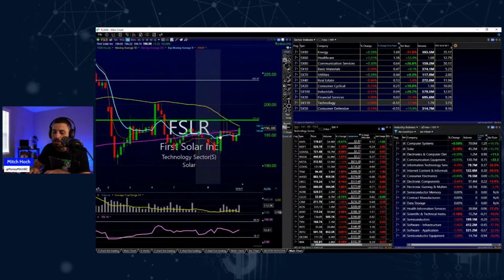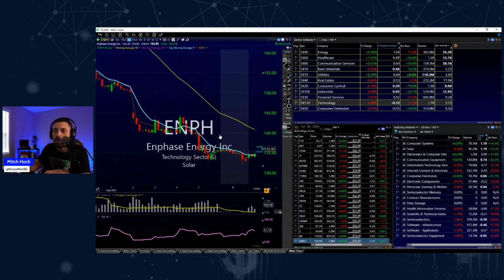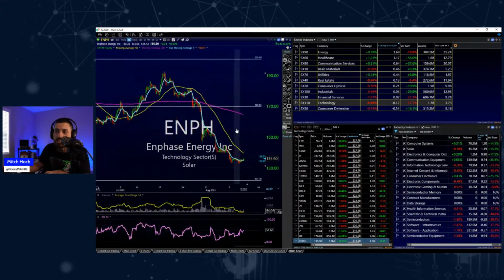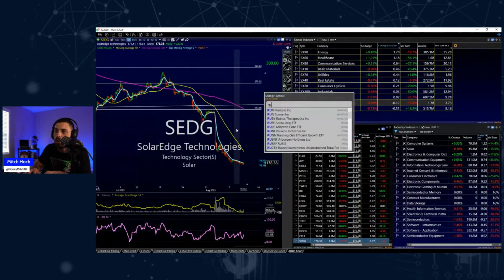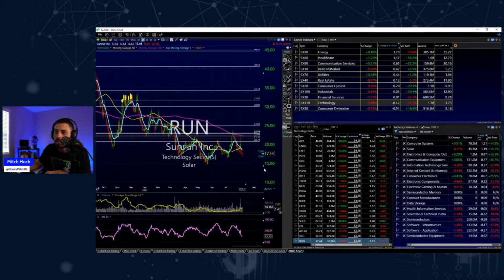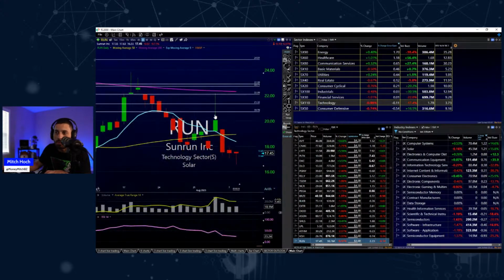And one thing that tells me that the solars aren't coming back is that you see the action from Enphase lately, and this doesn't look good at all. SEDG doesn't look good at all. Run doesn't look good, right? This stock was starting to make a move up, starting to lift. It even did a little bit of a spike just a couple of days ago, right back down. Be careful with these solar names. All right, let's keep going, guys.